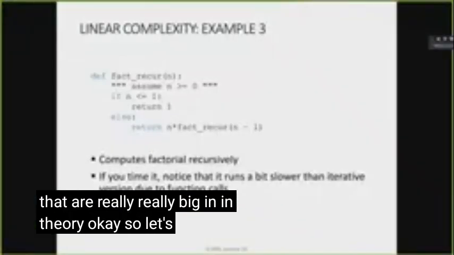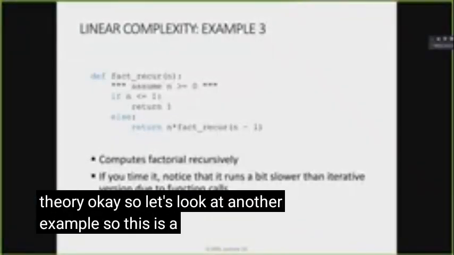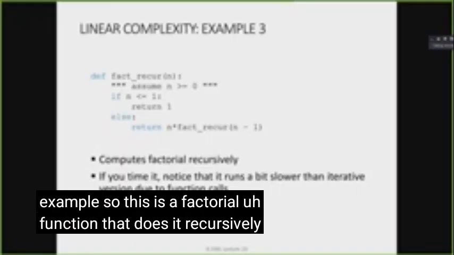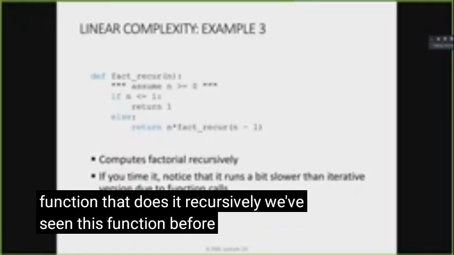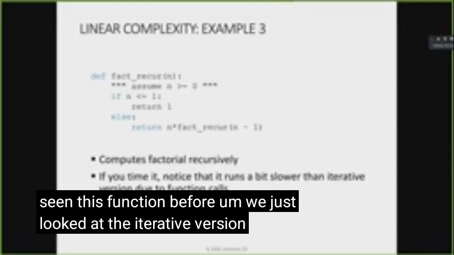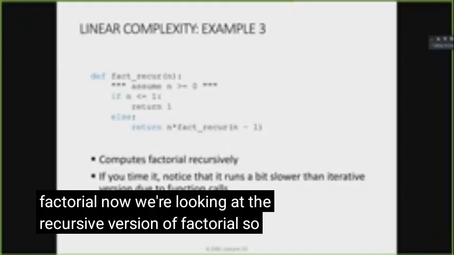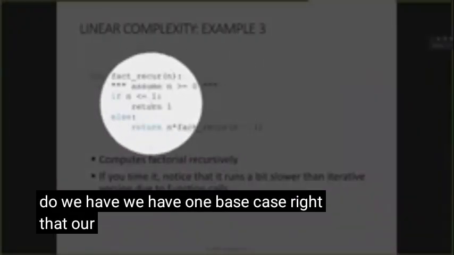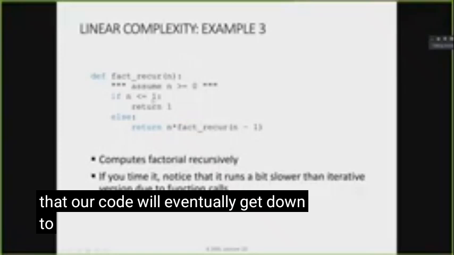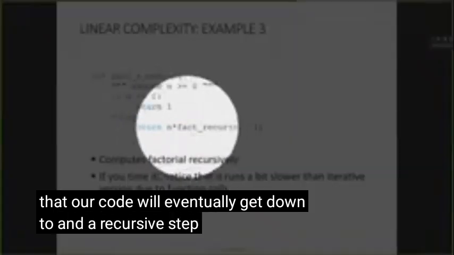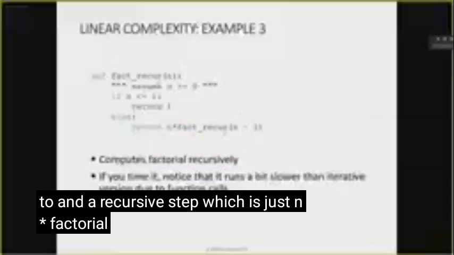Okay, so let's look at another example. This is a factorial function that does it recursively. We've seen this function before. We just looked at the iterative version of factorial. Now we're looking at the recursive version of factorial. So what do we have? We have one base case that our code will eventually get down to, and a recursive step, which is just n times factorial n minus 1.